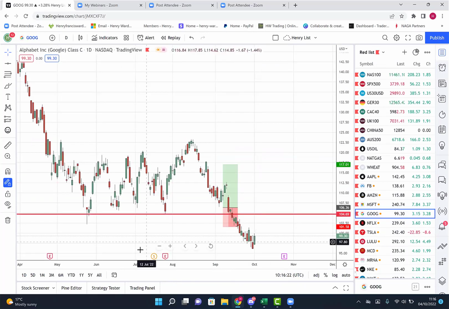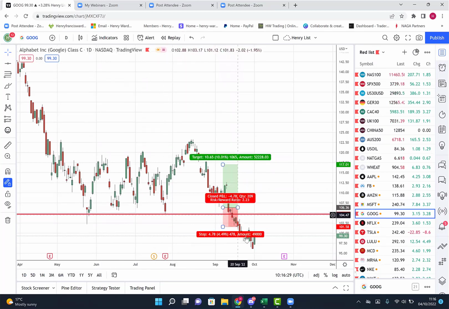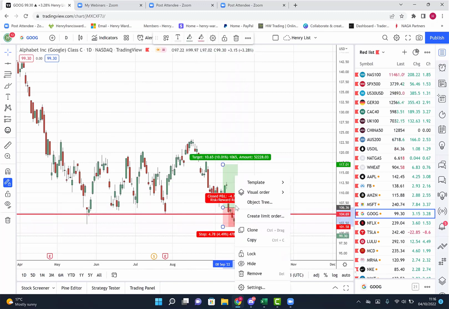Google. So Google sort of broke that floor there. And look, this trade here, you never got triggered in. It continued dropping. So happy days. We had a limit order on this trade. It never triggered us in. And it'll continue going down.